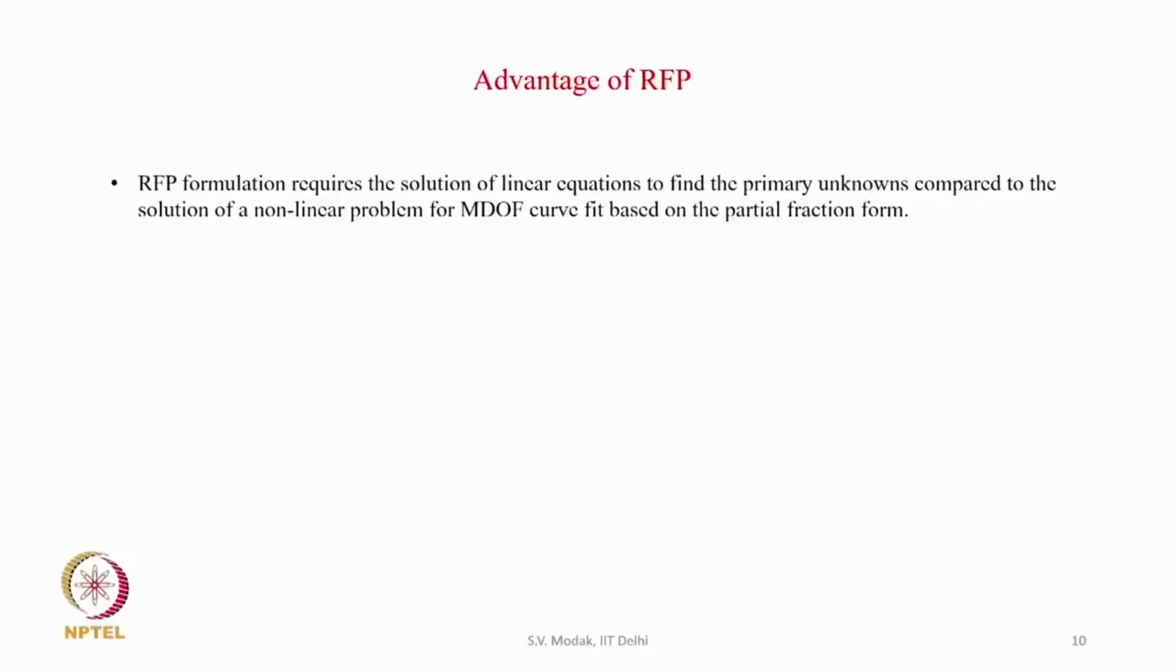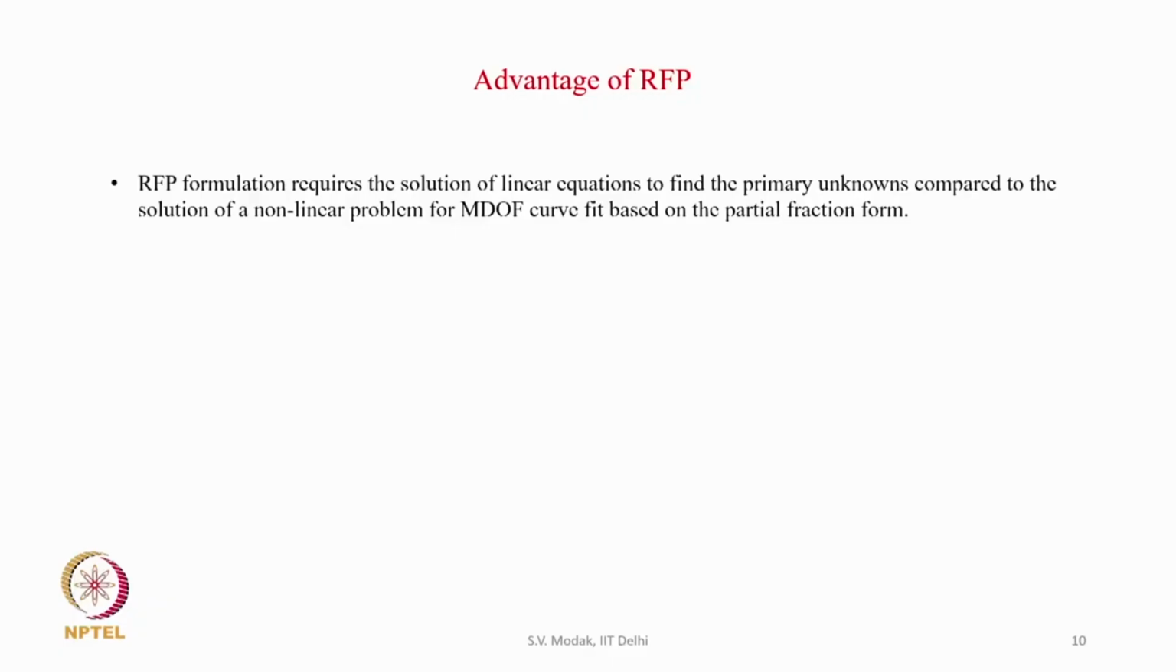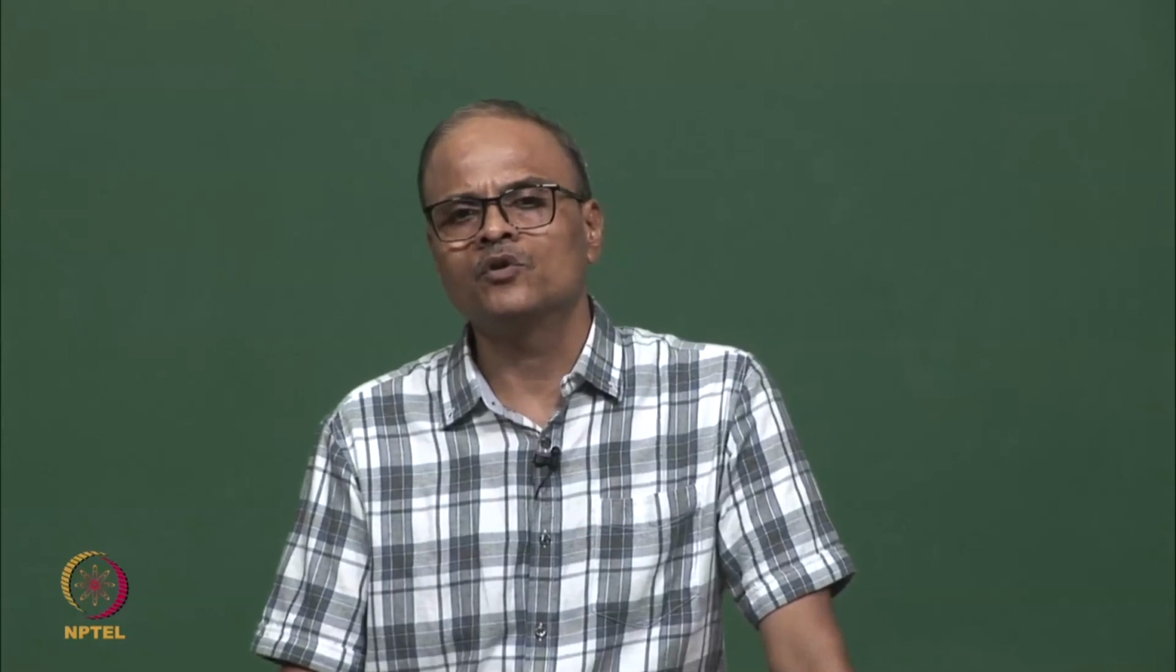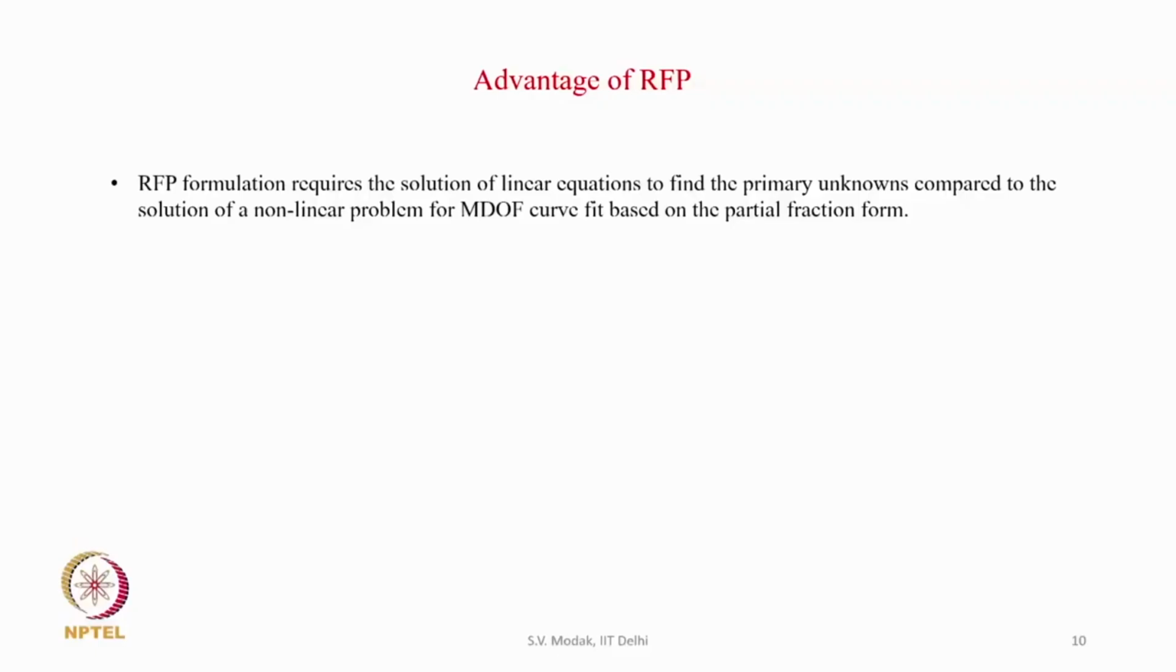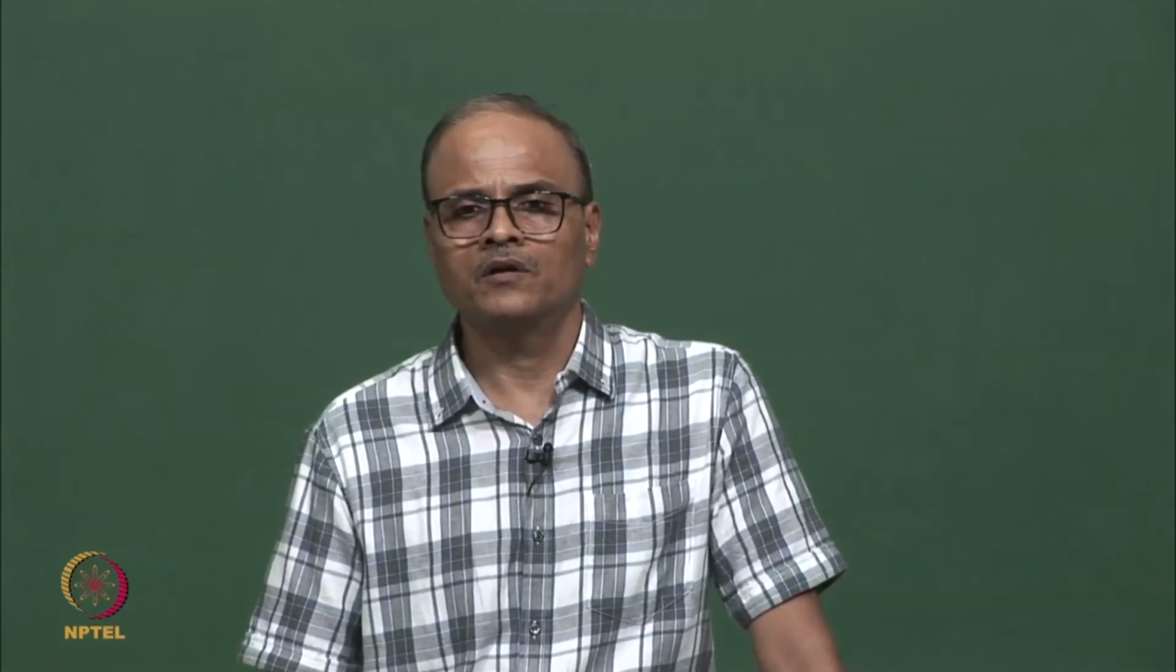Let us now look at the advantages of the rational fraction polynomial method. As we discussed, the RFP formulation requires the solution of linear equations to find the primary unknowns, compared to the solution of a non-linear problem for multi-degree of freedom curve fit based on the partial fraction form. So, there are some other multi-degree of freedom curve fitting methods which require solution of a non-linear problem to perform the curve fit. Solution of a non-linear problem is not straightforward.